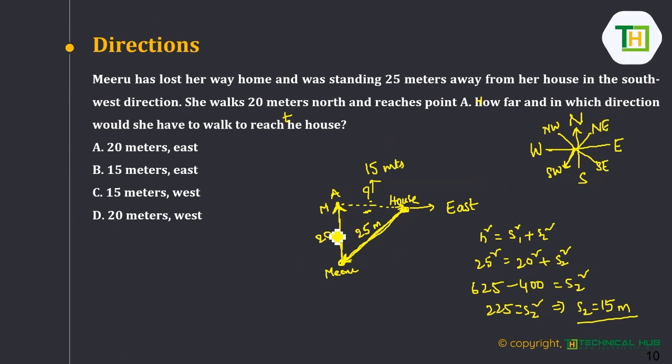How did I get that 15 meters? I assumed this is a right angle triangle and applied the Pythagoras theorem, that is, hypotenuse square is equal to side square plus side square. Using that, I got the distance to be 15 meters. The answer is B, 15 meters east.